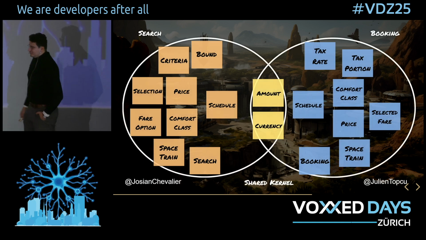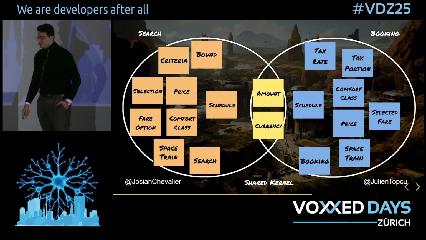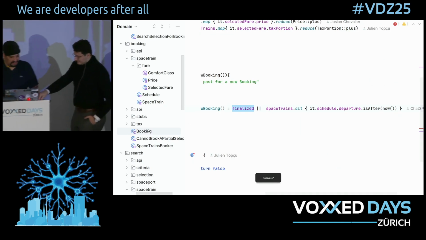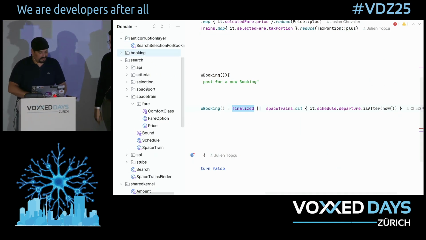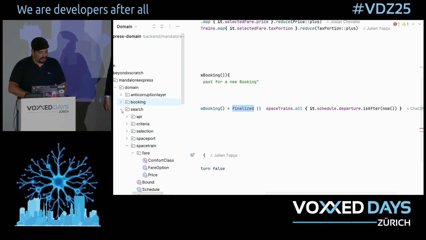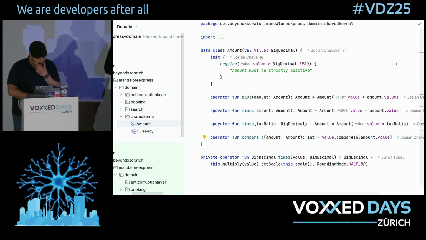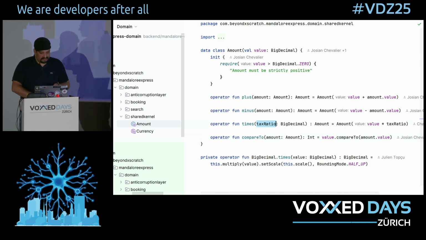Not at all. So what should we do with this shared canal? Okay, so let's see the code to take a decision here. Let's clean up all the things here. Okay. So what remains in the shared canal is amount and currency. Oh, there's something here, the tax ratio. Should it be there? This is the concept of the booking.